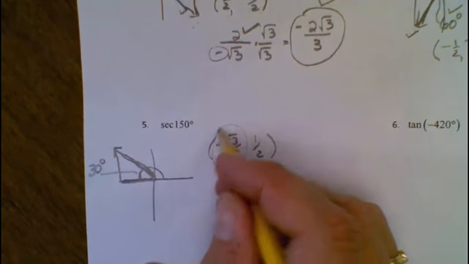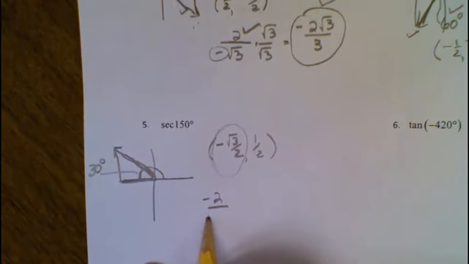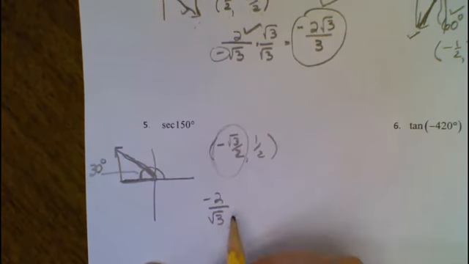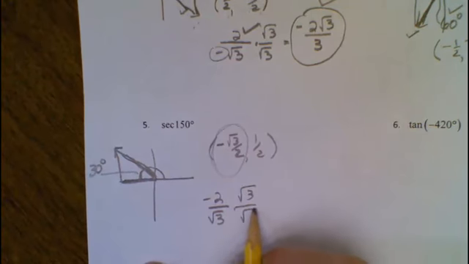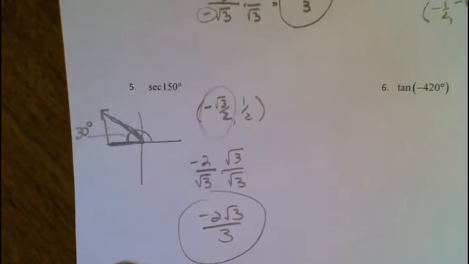Secant is the reciprocal of the cosine. So it's a reciprocal of the x. So this one's similar to the other one we had. We need to rationalize our denominator. 2 radical 3 over 3. And that's still negative. Okay? So just take the reciprocal of the cosine.